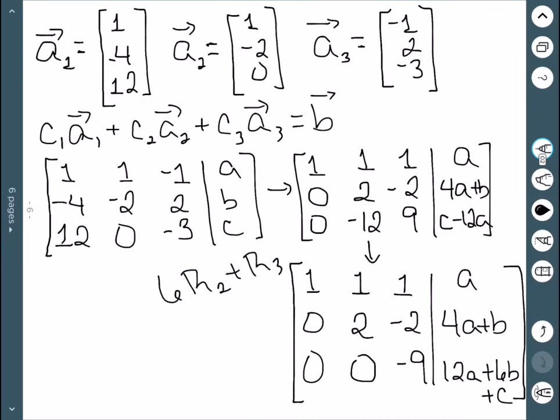The main thing we wanted to do here was look for a row of zeros, and we actually don't have one here. Therefore, the span of these vectors is all of R3. Because it does not matter what a, b, and c are, I will always have a solution because I have a pivot in every single row.